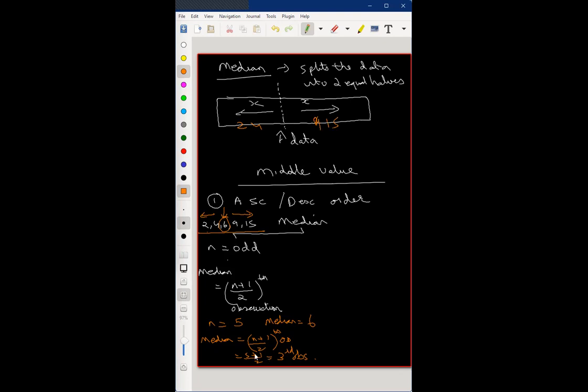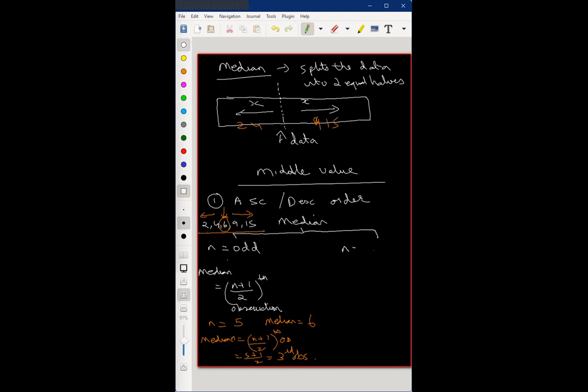Remember, one very common mistake you all make: you will find the median, you will get 3, and you will give the answer that the median is 3. No, the median is the third observation. So we have to look for the third observation here in this case, right? Clear, everyone? Please copy this down before we go on to the next case, which is when N is even.